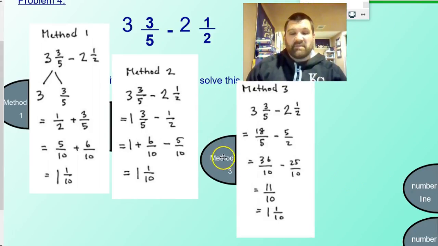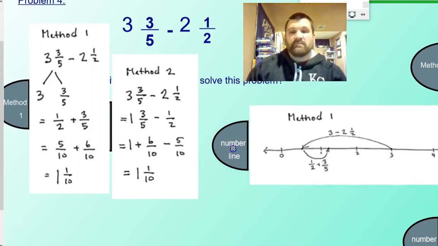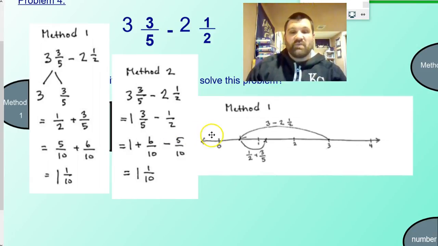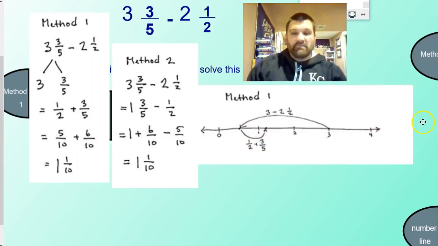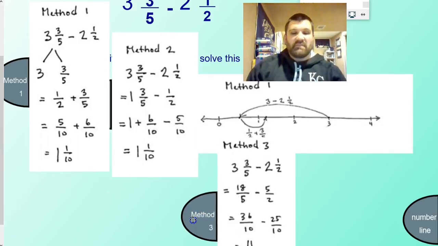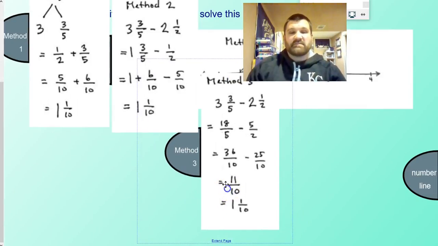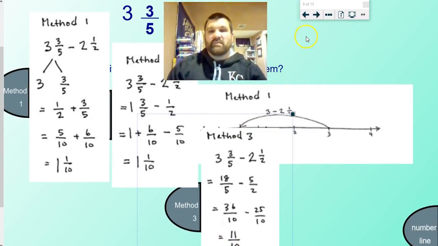Let's take a look at some of the number line methods. So we could have started it from 0, obviously. Okay, and then we're going to create an add. And then we're going to subtract 3 minus 2 minus 1/2. And then you're going to add that 1/2 plus 3/5 back. So it's going to show you all of the different ways. Okay, so let's move on.